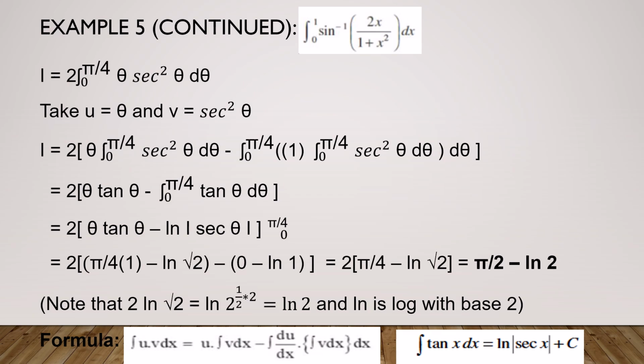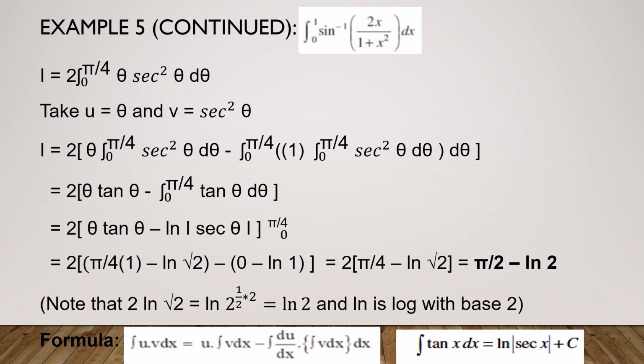So now we can use our multiplication rule for integration. It is theta into sec square theta. So take the first function u as theta and the second function v as sec square theta. Why? Because you know the integral of sec square. Now it is 2 into bracket, what is the formula? u into the integral of v dx, meaning theta into the integral of sec square theta, minus the integral of du by dx, the derivative of theta with respect to theta, which is 1, into the integral of sec square theta. Now you know the integral of sec square theta is tan theta, so put that.